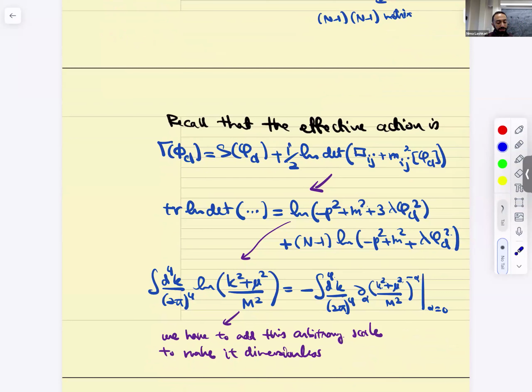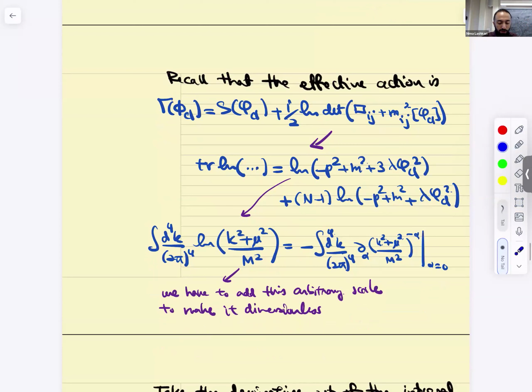Ln of the determinant is the same thing as the trace of Ln. Because the determinant is multiplying, when you take the log of it, it's adding, that's the trace of Ln. Good. So you should be dealing with Ln of this guy plus n minus 1 Ln of this guy. But these are differential operators, right? For every P mode, I have one of these.